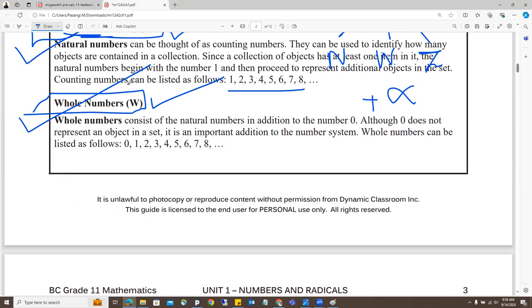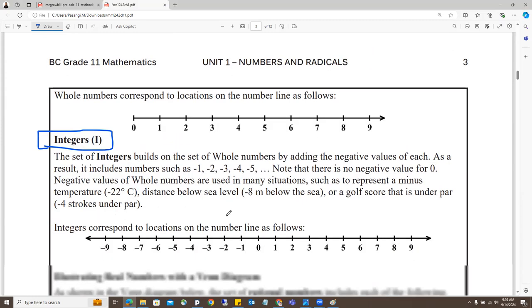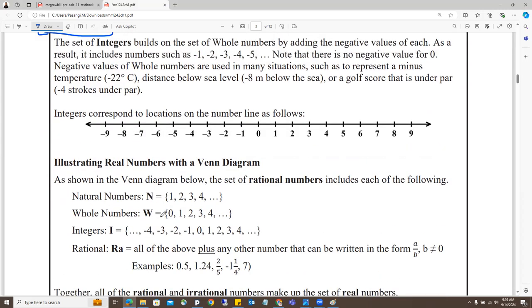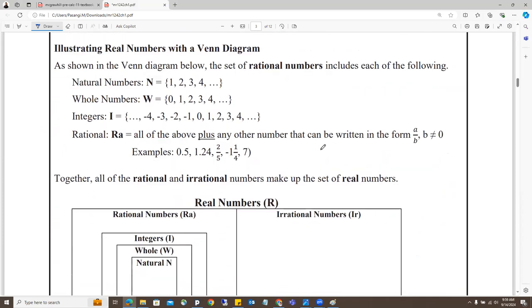So these three categories belong to what? Rational numbers. If we draw the integers on a number line, it looks like this. Then we have the illustration of real numbers with a Venn diagram. Have you heard about a Venn diagram earlier? Yes. Okay.